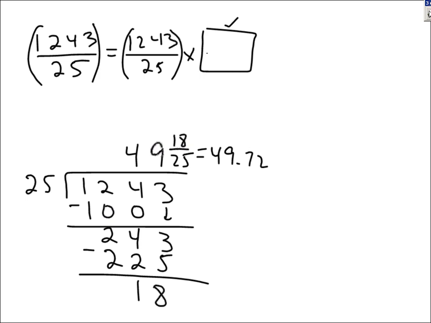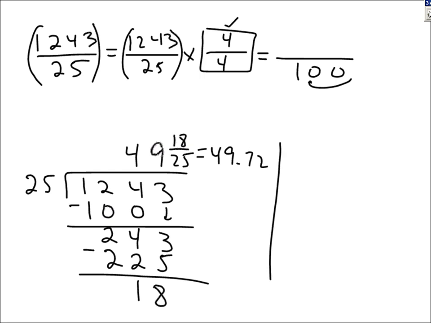The way I'm going to write 1 is 4 over 4. Why? Because 25 times 4 is 100. And then I just move the decimal 2 places in. That should be not hard. That is, instead of dividing by 25, I'm multiplying by 4. Instead of dividing by a 2-digit number, I'm multiplying by a single-digit number. And multiplication is always easier than division.